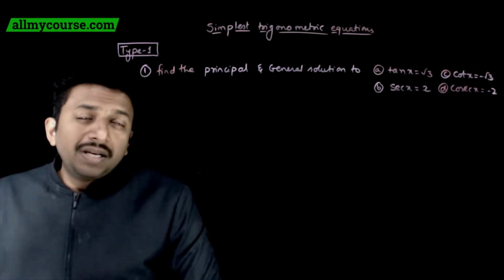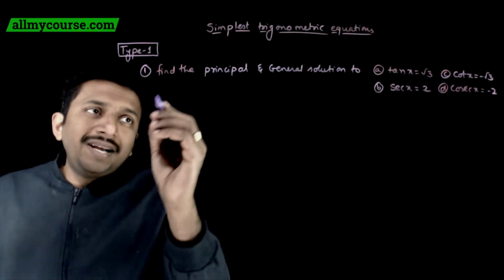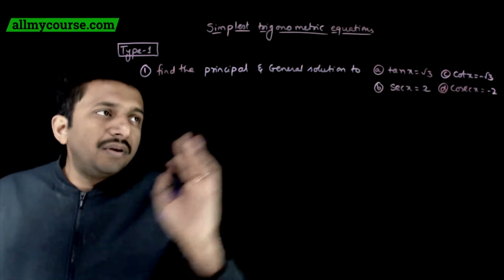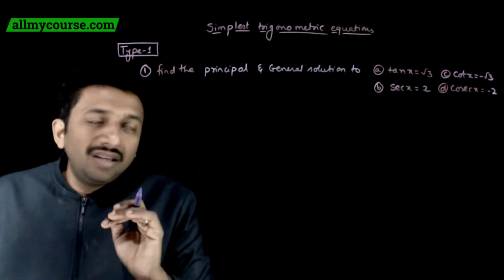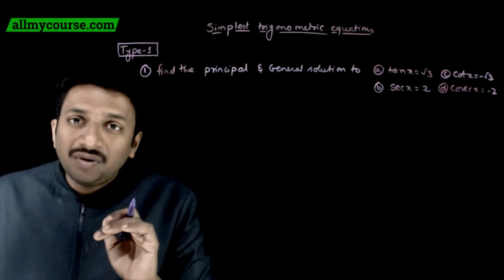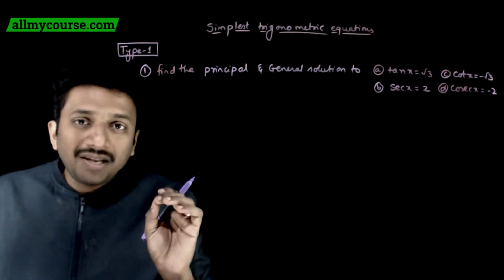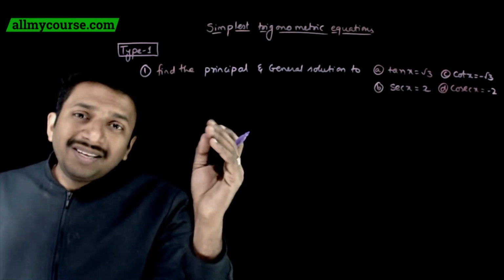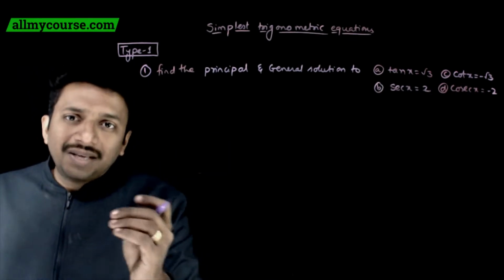So welcome students. Let us look at this question. Find the principal and general solutions to these four equations. First equation is tan x is equal to root 3, secant x is equal to 2, cot x is equal to minus root 3, cosecant x is equal to minus 2. So we have already seen how to do these questions. Let us apply this process.